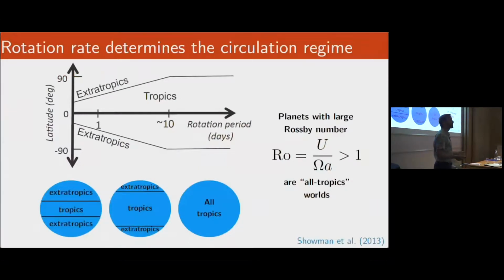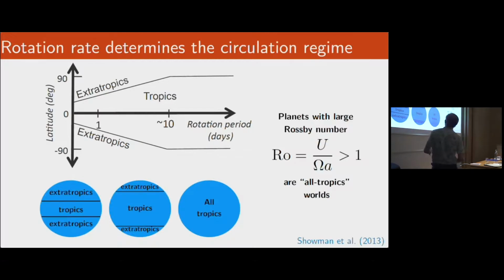of terrestrial planets. Here I'm showing you a plot from Adam Showman's review paper from a few years ago on terrestrial planets. It shows the distinction between tropical regions, where rotation doesn't matter in the overall force balance, so the Coriolis force is relatively unimportant, and extratropical regions where the Coriolis force does matter and rotation is really important, and how that changes with planetary rotation period.